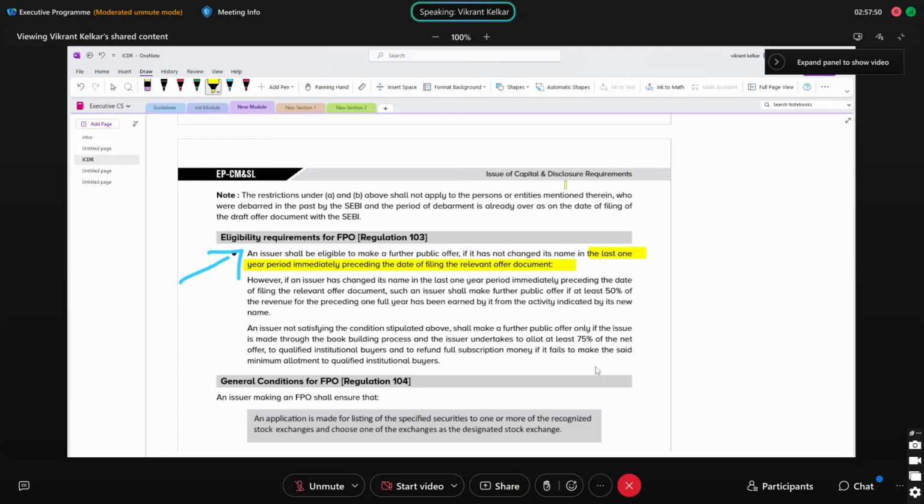Means what? Suppose you are running your business as Vikrant Scrap Merchants Limited. So what is my business? My business is to buy and sell scrap. So whether this can be taken as an attractive investment opportunity by the investors. Sanjay, is a scrap seller an attractive investment? Yes or no? What do you think?